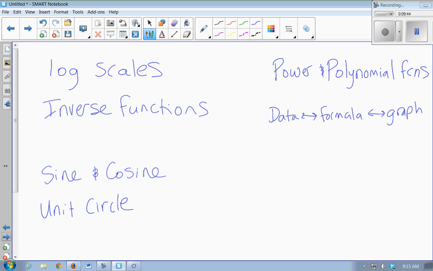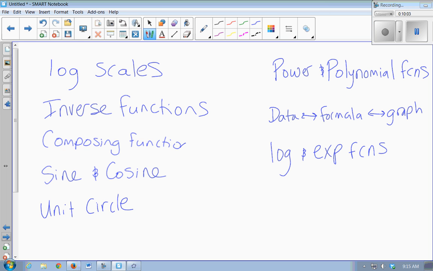And we did that with logarithmic functions too. A little bit of log and exponential functions seeped into this week also. And then going along with inverse functions was composing functions, where you plug one function into another. End behavior, like the problem we just talked about.